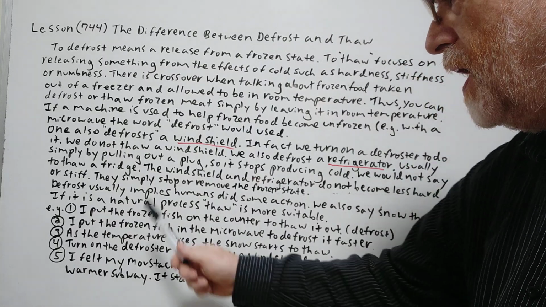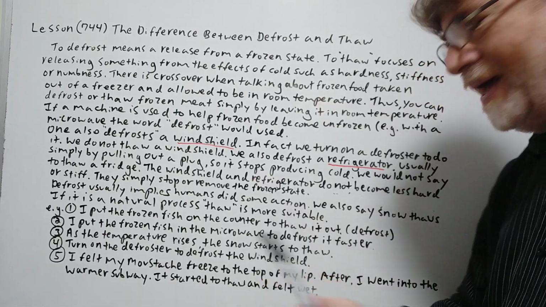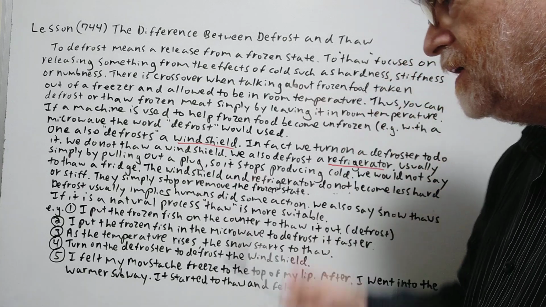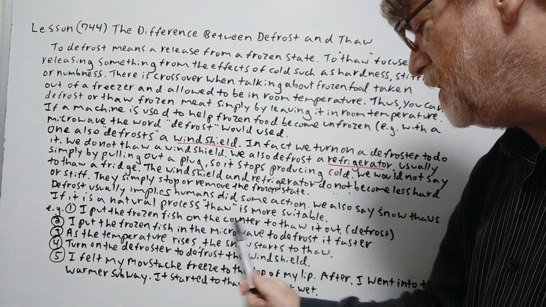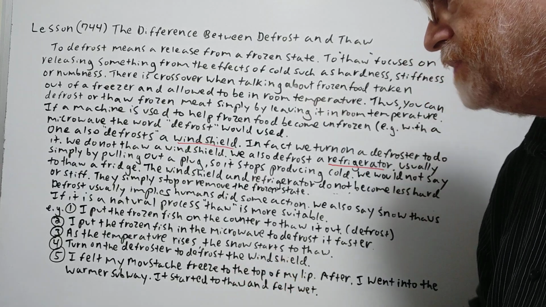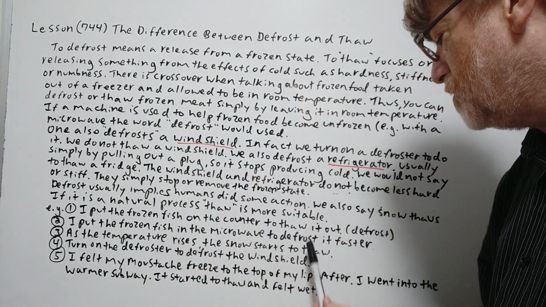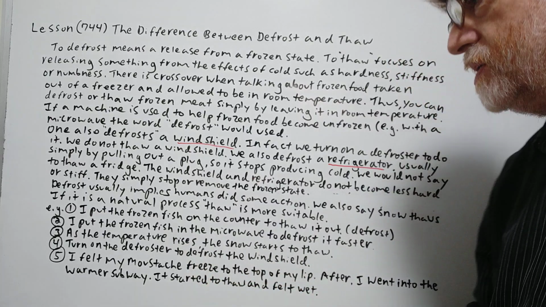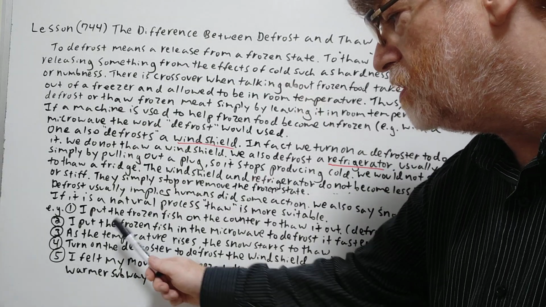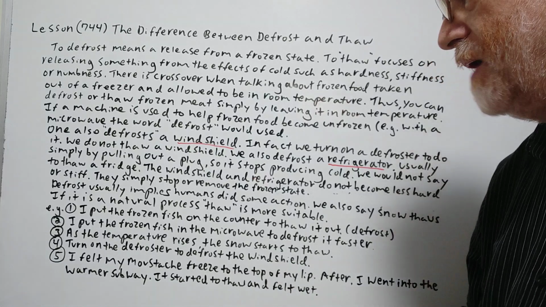Here's the first one. I put the frozen fish on the counter to thaw it out. So again, this is one where you might hear some people say defrost as well. Number 2, I put the frozen fish in the microwave to defrost it faster. Now here you definitely would use defrost. Number 3, as the temperature rises, the snow starts to thaw. A natural process. Number 4, turn on the defroster to defrost the windshield. Yeah, definitely defrost with that one.